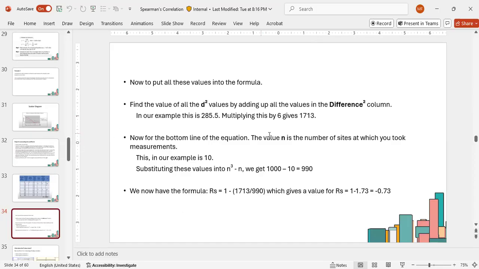For the bottom line of the equation, the value of n is the number of sites at which you took the measurements, because the number of observations was 10. So n cube minus n, we get 10 cube minus 10, which is 1000 minus 10, 990. So we substitute these values into the formula. 1 minus 6 sum of d square, we have the final value of 1713, divided by the denominator n into n square minus 1, or n cube minus n. This value is 990. So substituting 990 here, we do the calculations, and the final result comes out to be minus 0.73.